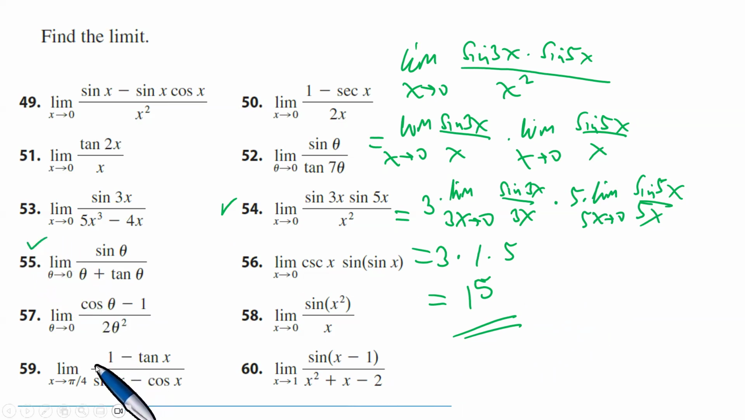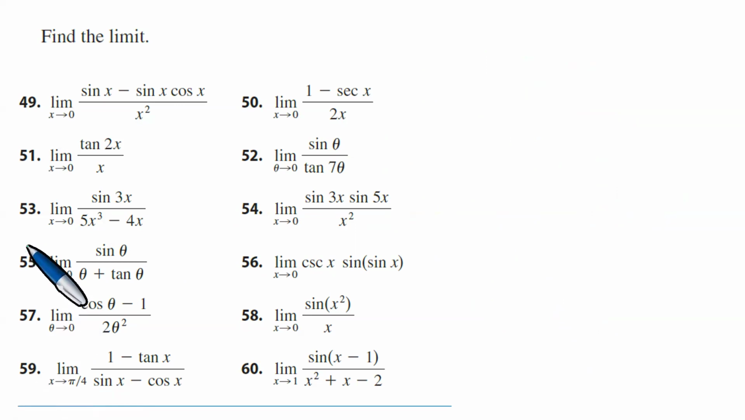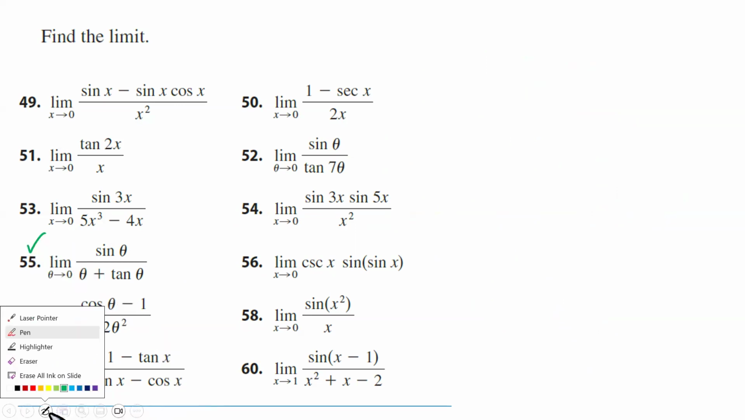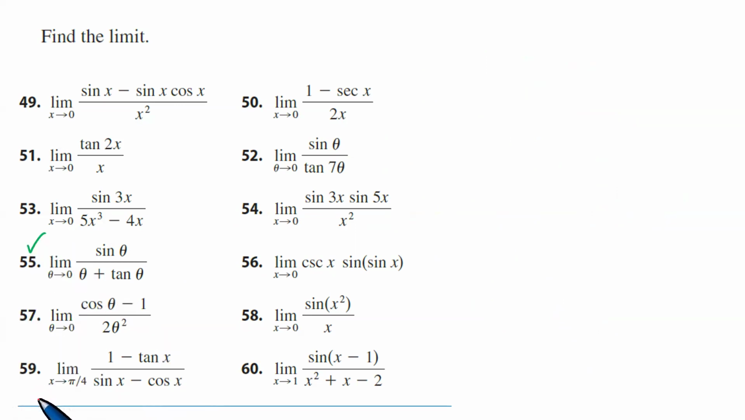Please try 55, and so we can do it together when you're done. Right, 55 that is. I think 5.5, but it's 55. Okay, 55.